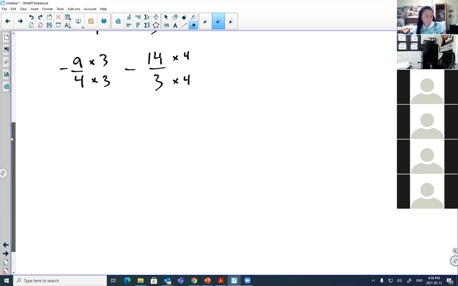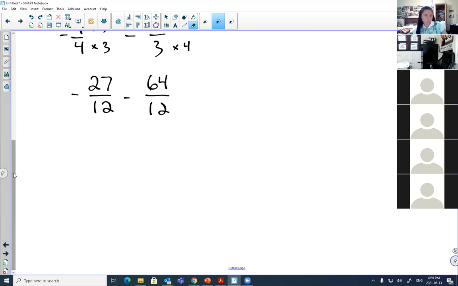Okay, so here we go. Negative 9 times 3, 27 over 12, minus 14 times 4, 64 over 12. Now what do I do? You subtract. But to me, I might want to do one of the methods I used yesterday. And if you remember, if you're subtracting, it's the same as adding the inverse. Do you remember that from yesterday? So add the inverse, which would be this.